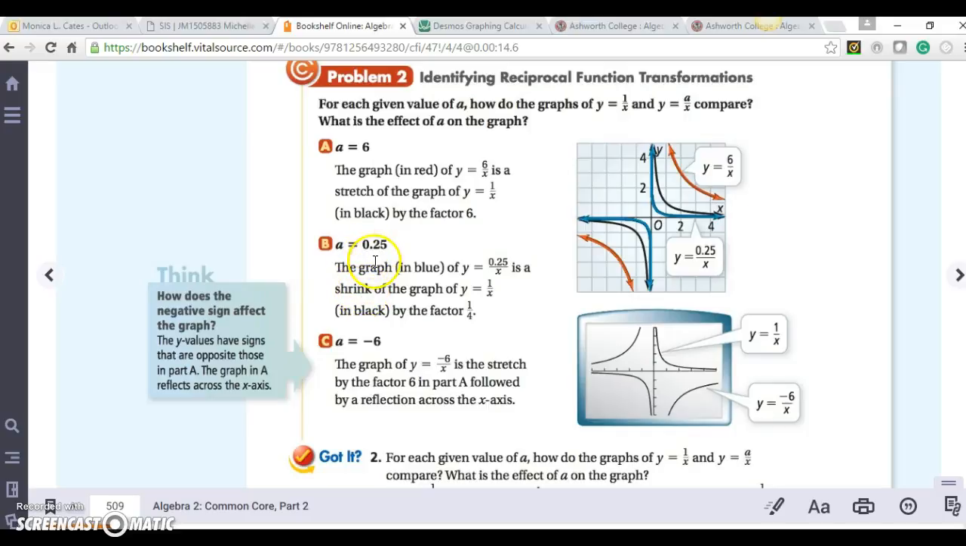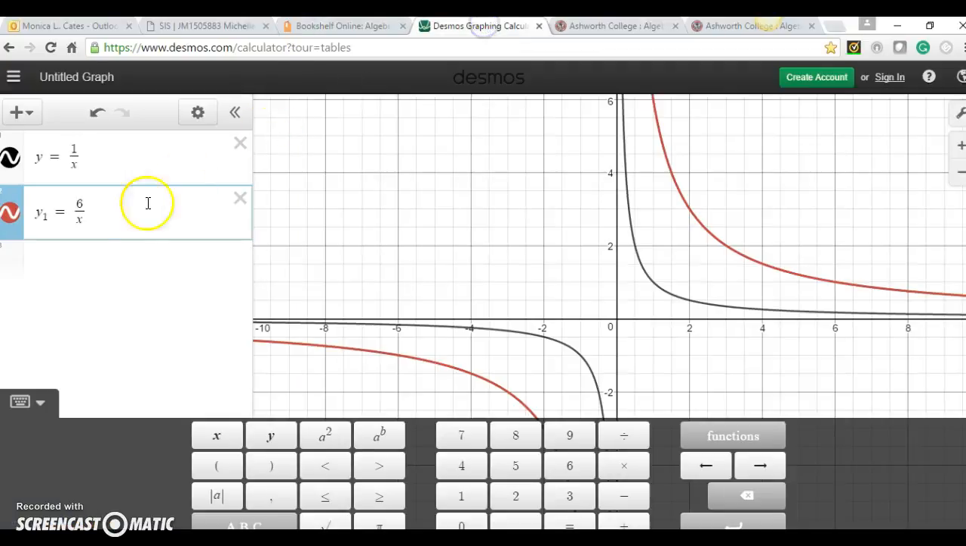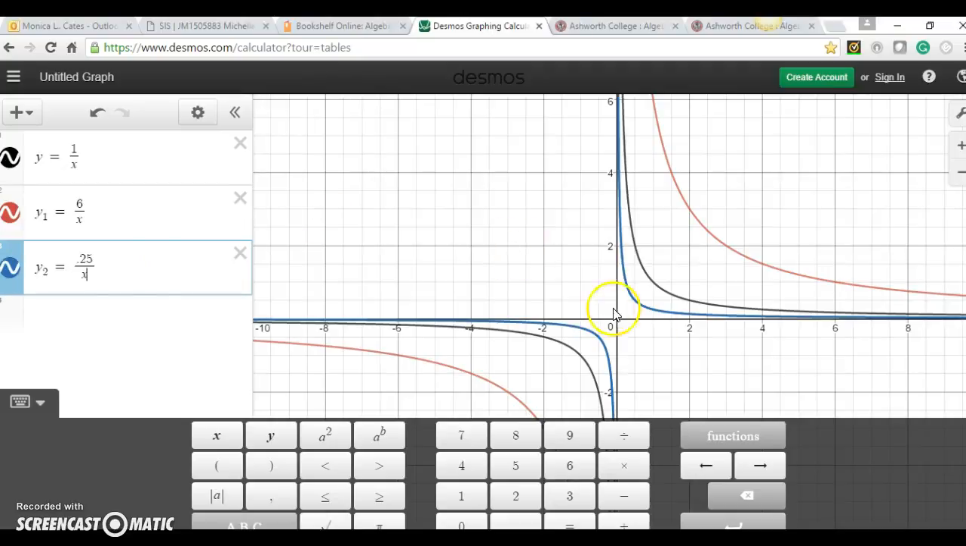So let's look at 0.25. And we'll say y2 equals 0.25 divided by x. And so you see here, we're getting closer. So we're shrinking. So this is shrinking.